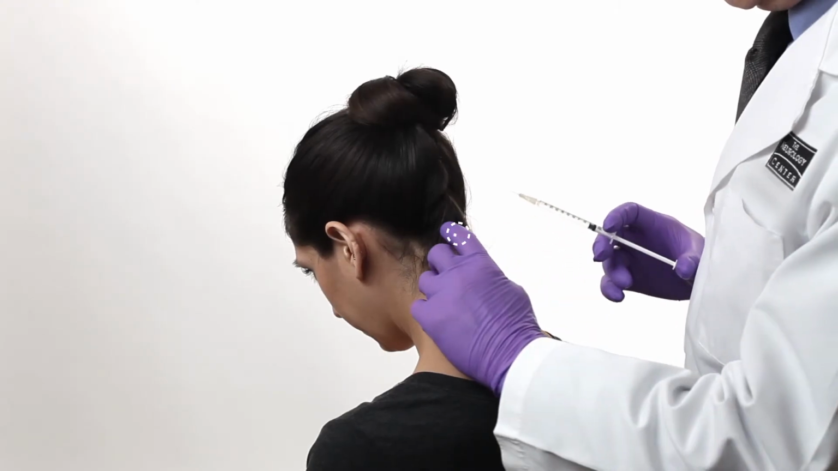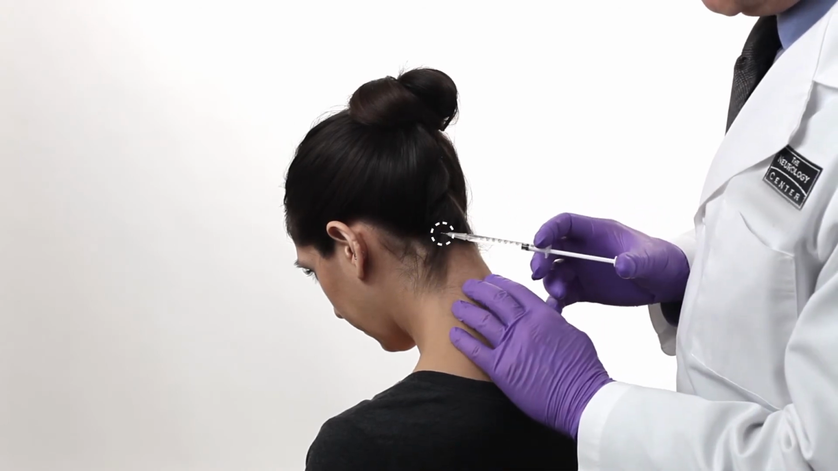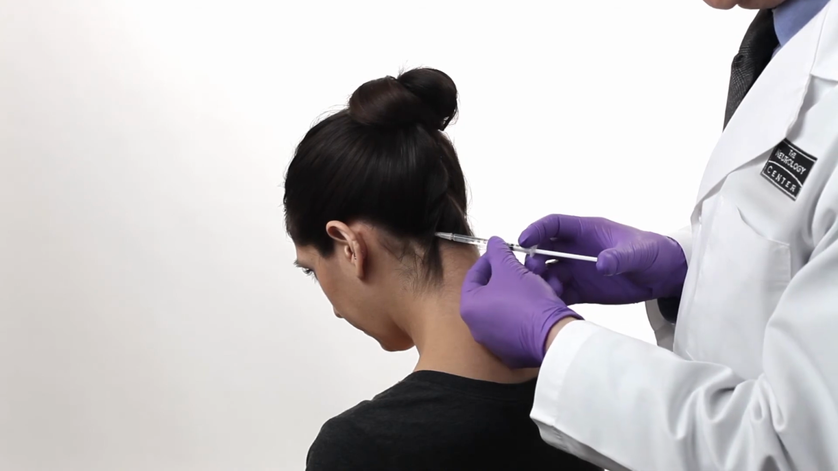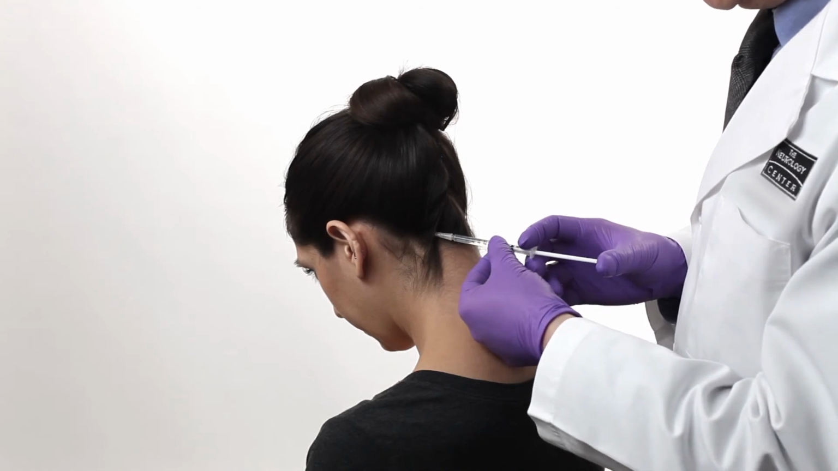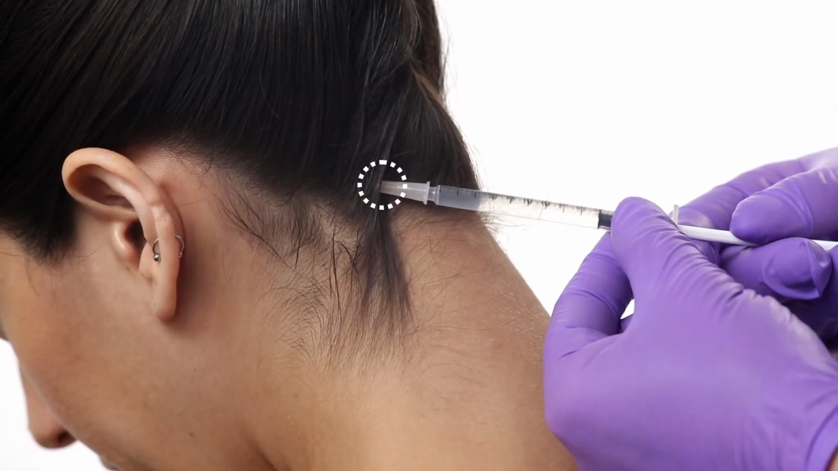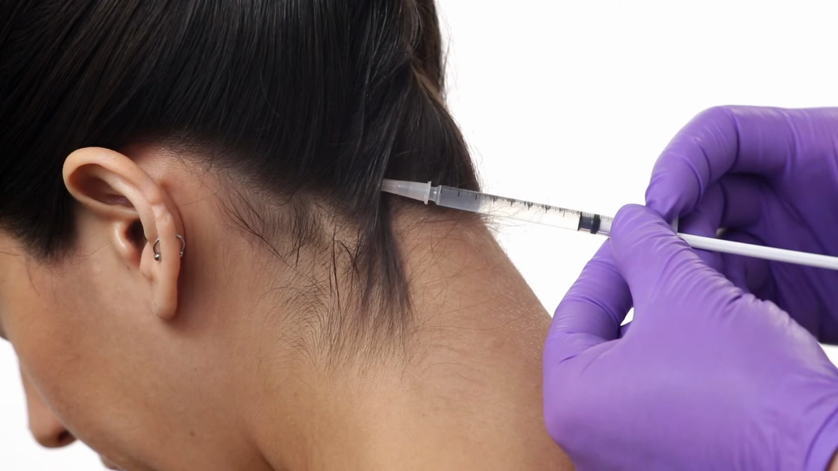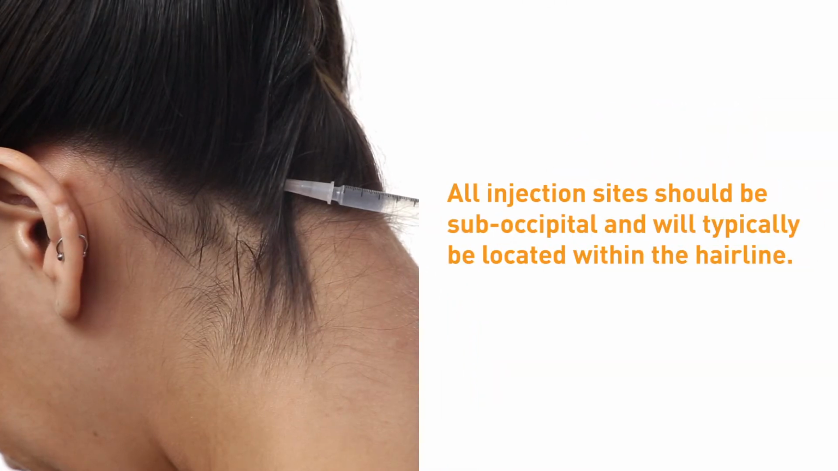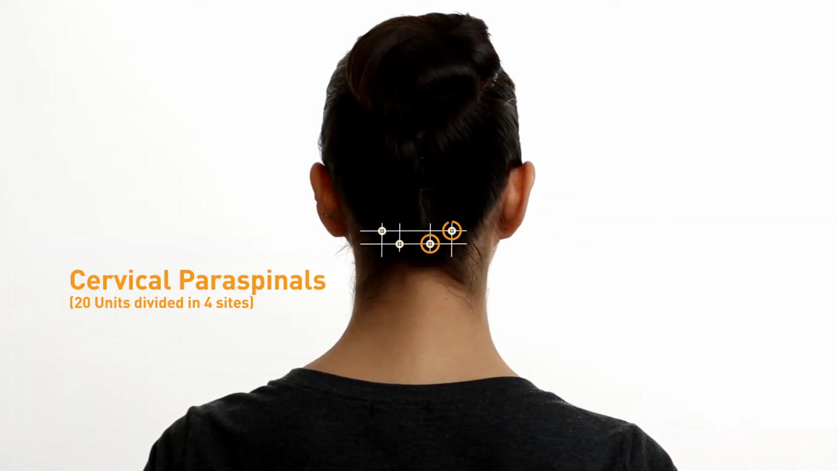To find the second injection site, measure approximately 1.5 centimeters, or approximately 1 finger's breadth, diagonally up at a 45-degree angle toward the superior margin of the ear from the first injection. When injecting the cervical paraspinal muscles, remember to angle the needle upward to avoid injecting any additional Botox into the lower neck region. All injection sites should be suboccipital and will typically be located within the hairline. Repeat the procedure symmetrically on the contralateral side.